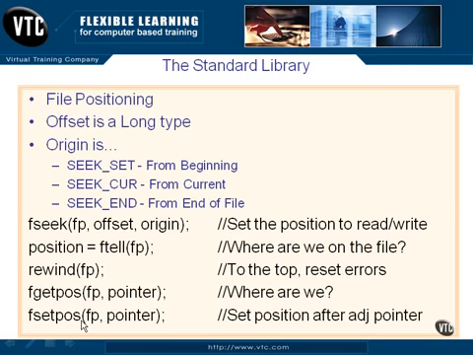fgetpos is used with fsetpos to get a special pointer value. This is the address of a file position pointer, and the number, basically the offset of where we are in this file, will be put into the pointer. You can then adjust that pointer, increment it, decrement it, do whatever you need to do with it, and then do an fsetpos, and that will move your file pointer position to wherever you need it to be after adjusting the pointer.